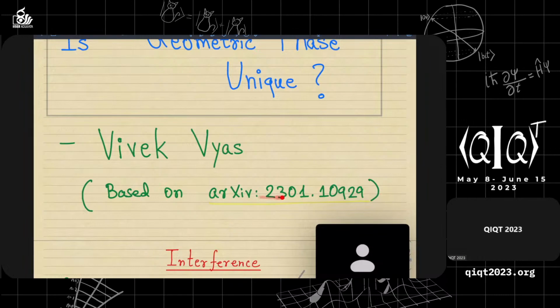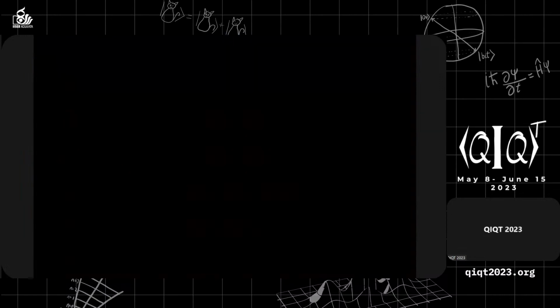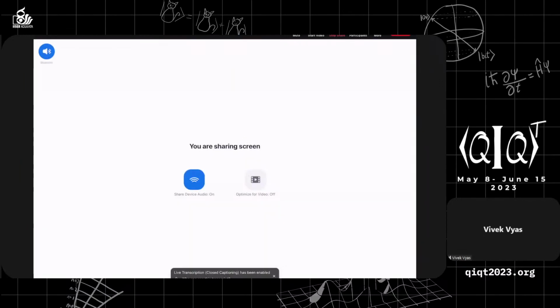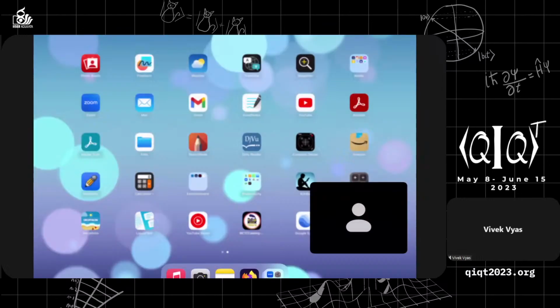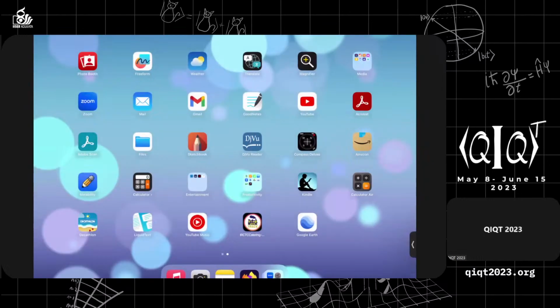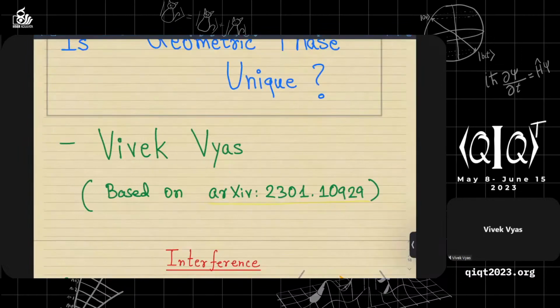Excuse me, sir. There is a small window at the right bottom part. Is there any way that we can get rid of that? Because it's covering the lower part. Is it better now? Yes. Okay, thank you.